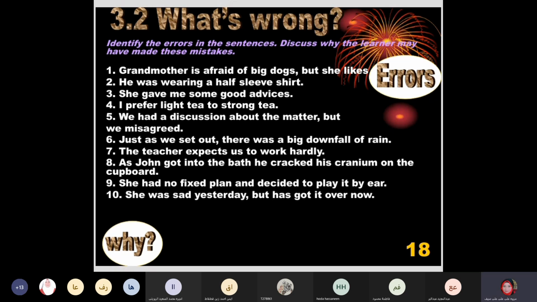You don't know it in the first place? Yes, what does this word mean? This word means the skull. But why does this person choose this kind of word here? Yeah, skull. This word is medical.